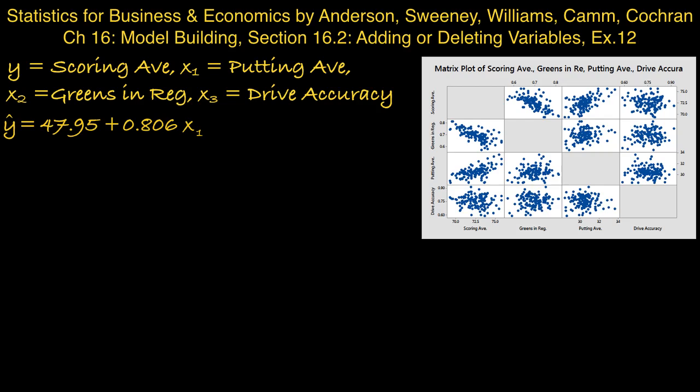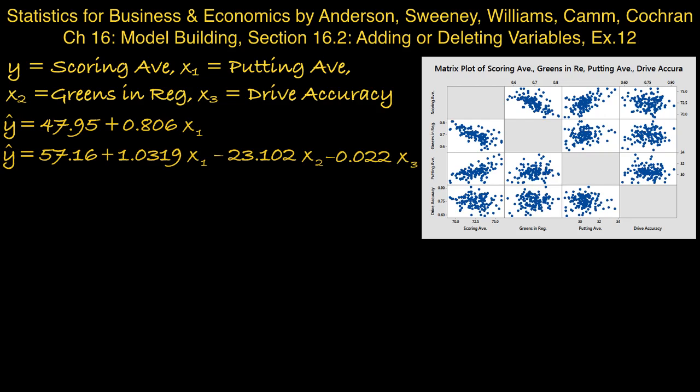Part B, develop an estimated regression equation that can be used to predict Y from X1, X2 and X3. Again, using Minitab, we obtain the equation Y hat equals 57.16 plus 1.0319 X1 minus 23.102 X2 minus 0.022 X3. And part C, at the 0.05 level of significance, test whether the two independent variables added in part B contribute significantly to the estimated regression equation developed in part A.